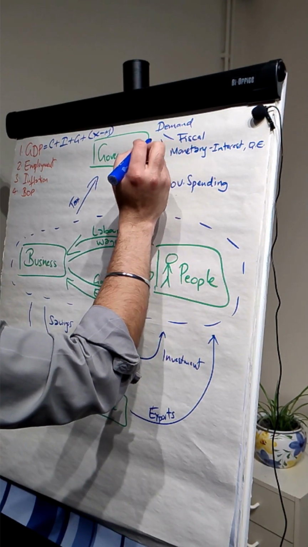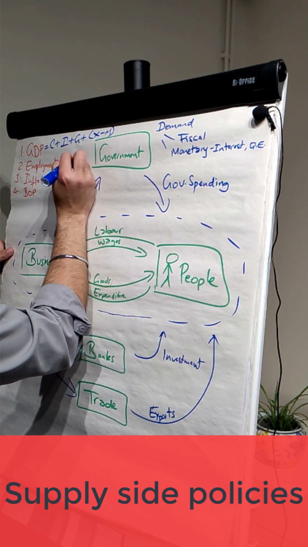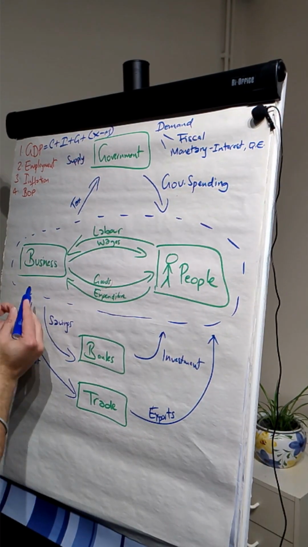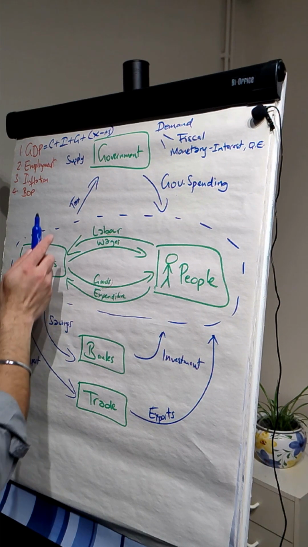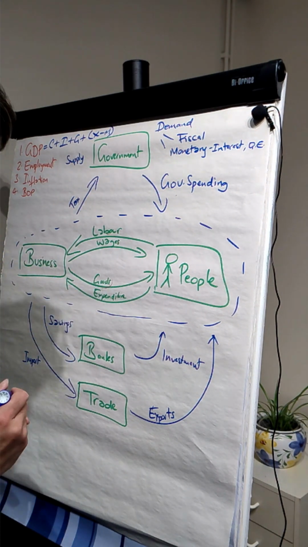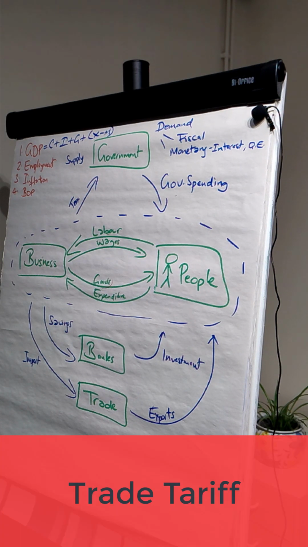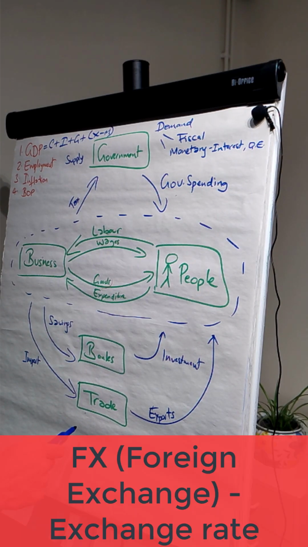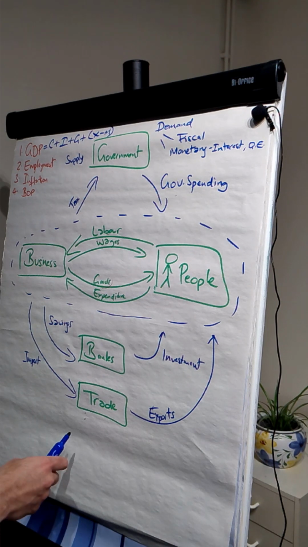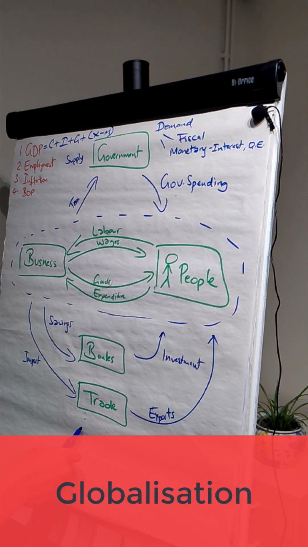And the other policies are your supply side. Where do I write that? Supply side, as the name implies, is trying to control the supply of goods and services. Where is that relevant here? Here. And then we've got trade tariffs. Where are they relevant? Trade tariffs are relevant here. Foreign exchange rate is relevant here. Imports and exports, as well as all your protectionist policies, etc., are relevant. Globalization is relevant here.